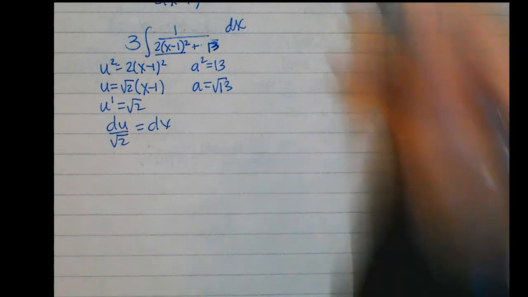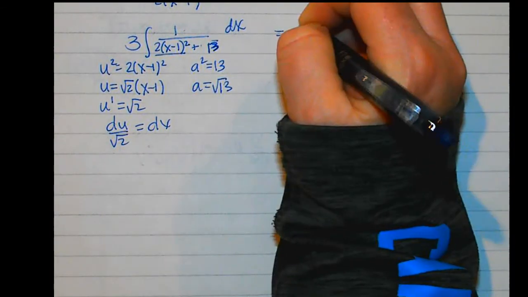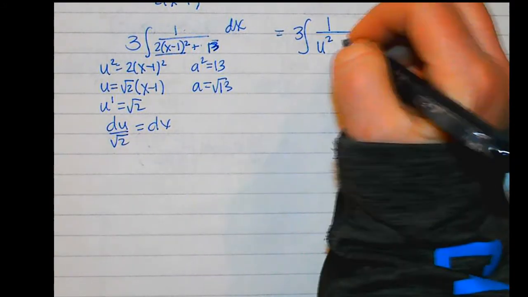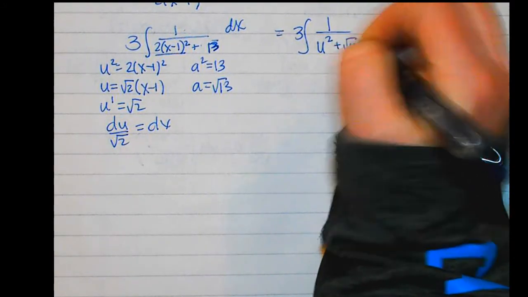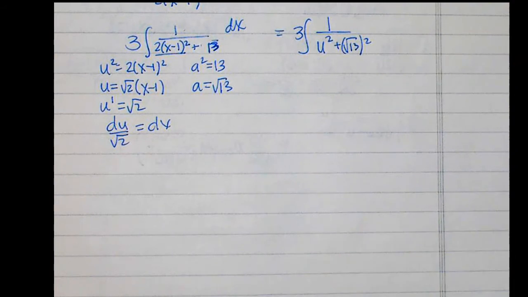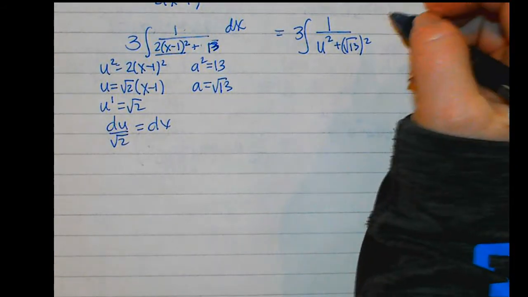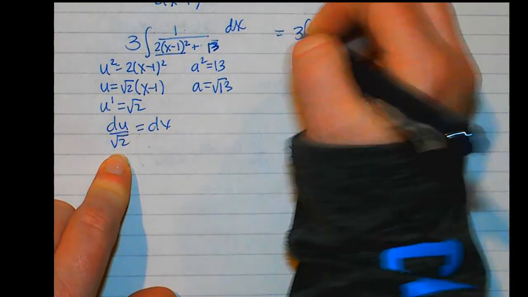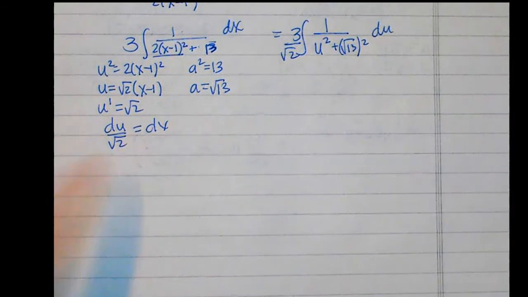So what does that mean? That means, if I rewrite it one more time, I've got 3 over u squared plus the square root of 13 squared, so that I have the formula looking like inverse tangent. And then instead of dx, I have to write du and put the square root of 2 over here. Now it looks ready to go.